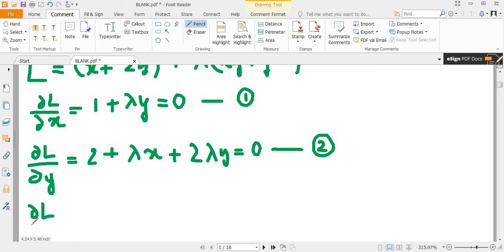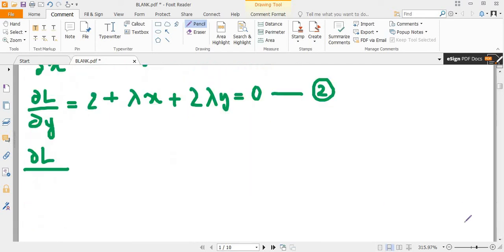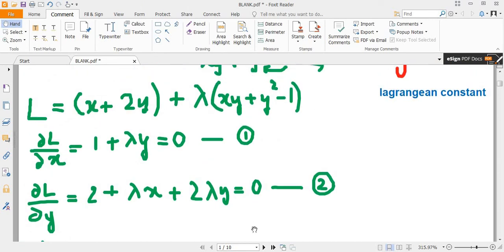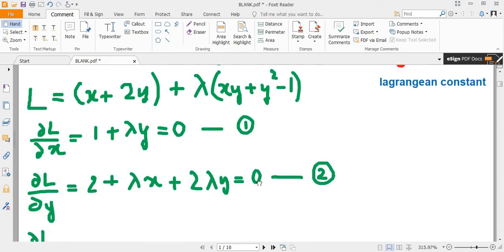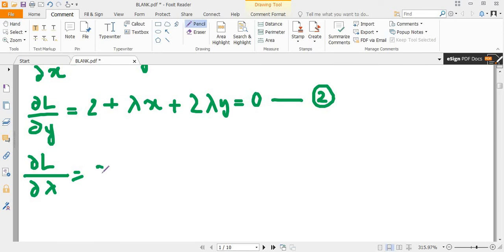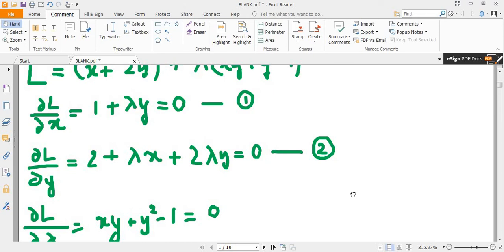So I'm going to differentiate the Lagrangian again with respect to lambda. So I'm going to do dL d lambda. If I do dL d lambda, it essentially gives me the constraint back. So it's xy plus y square minus 1. This is the fun of the Lagrangian method. What happens is you essentially end up doing the same thing that you would have done.